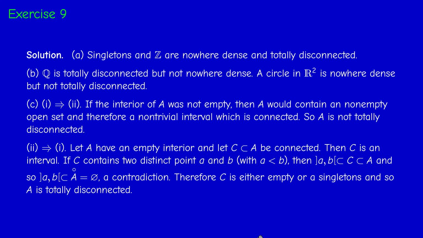And that's it. So therefore, if we assume that C is not empty, then C is necessarily a singleton, and therefore the only connected, non-empty subsets of A are the singletons. And this, by definition, means that A is totally disconnected.